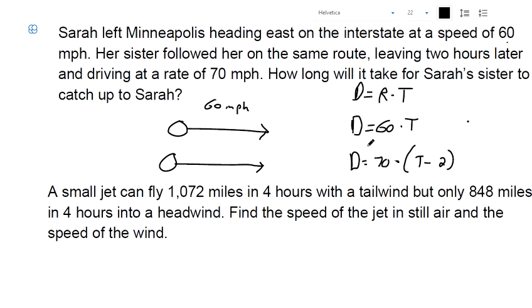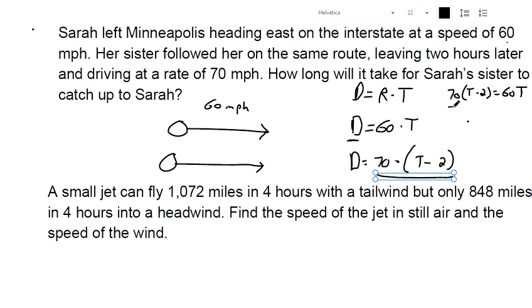So we have these two equations that are modeling the same variables, the distance and the time. Now if you plug the bottom equation in for d in the top equation, because that's what d is equal to, we have something we can solve for t. That's the question. How long will it take for Sarah's sister to catch up?